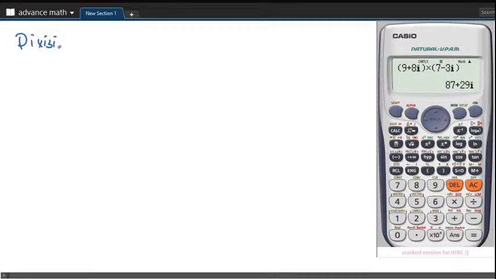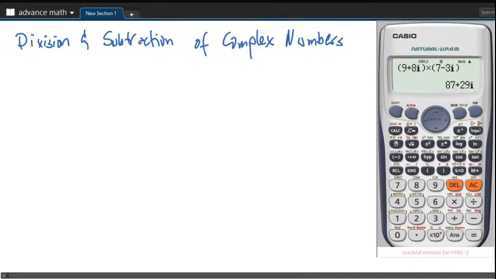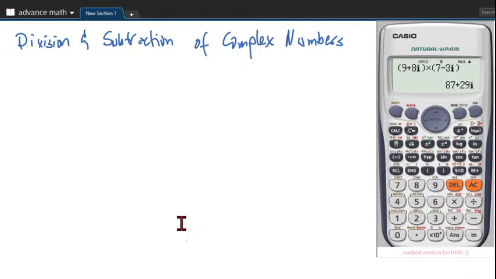Then we will go now to the last part of our topic, which is the division and subtraction of complex numbers. For the division and subtraction of complex numbers, we'll be using the so-called conjugates, especially on the division part of complex numbers.